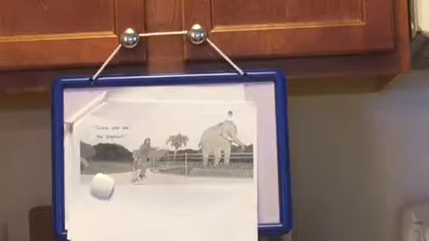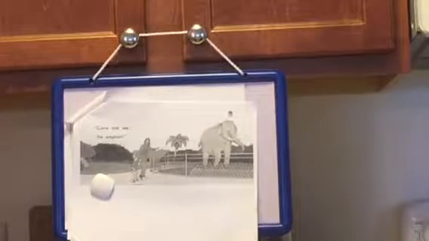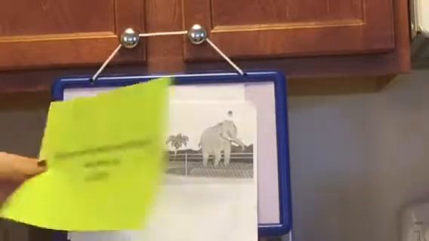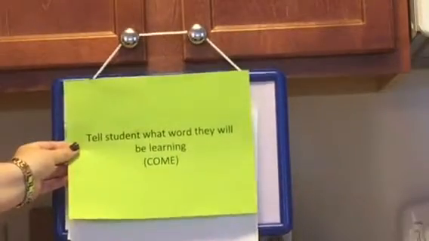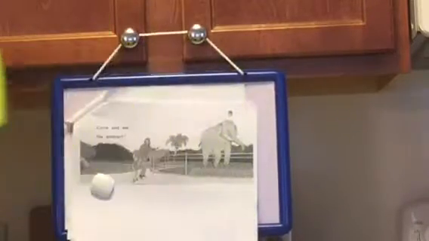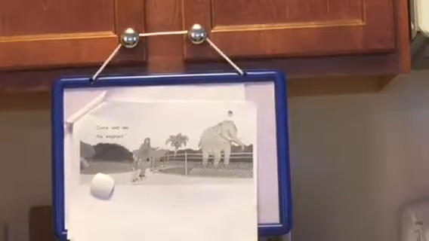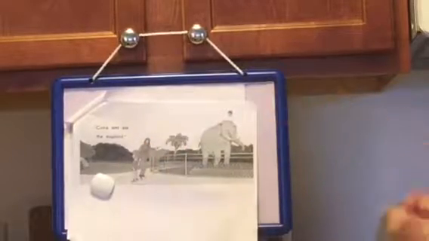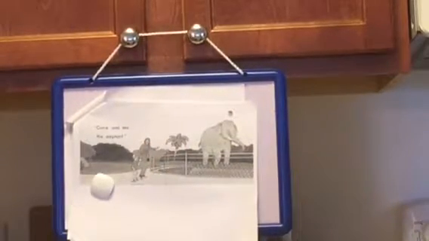So when the student is able to identify the word and some of the letters, they're going to be able to put it back into the text. First, your job is to tell the student what word they will be learning. Today, Sally, you're going to be learning the word come. Can you read this for me on this page, please? Come and see the elephant.